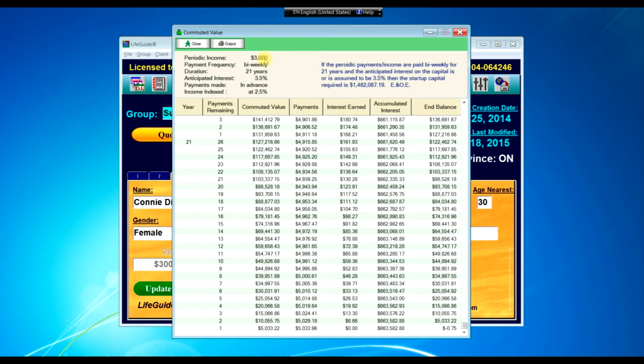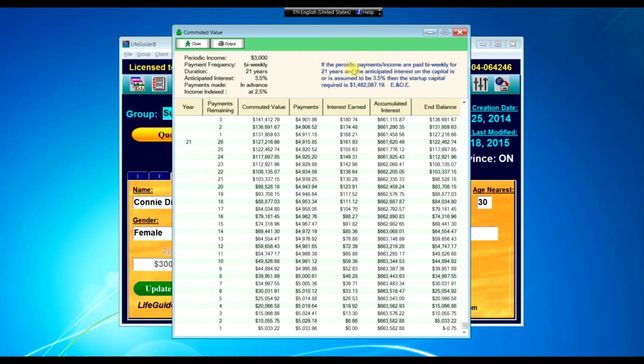Periodic income of $3,000, starting off with $3,000, paid bi-weekly, going over 21 years, at an anticipated interest on the account value of 3.5% net. Payments are made at the beginning of each 2-week period, and we are indexing the payments at an inflation rate of 2.5%. And here is the verbal summary.